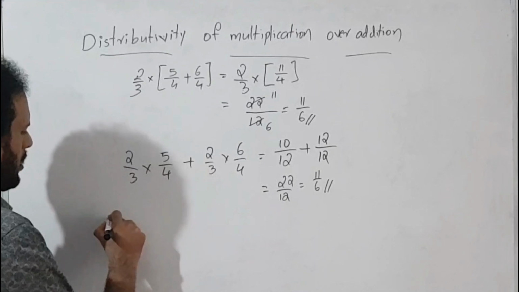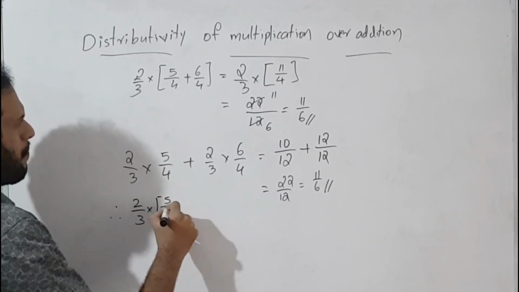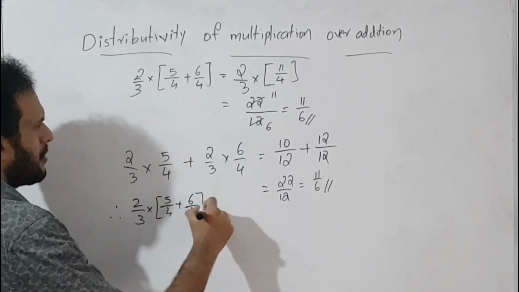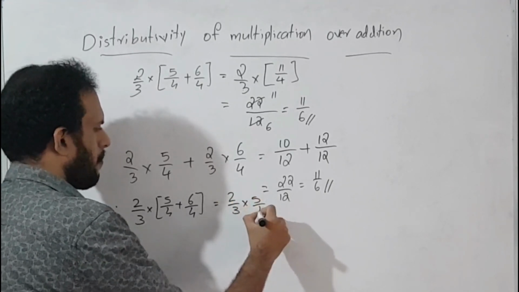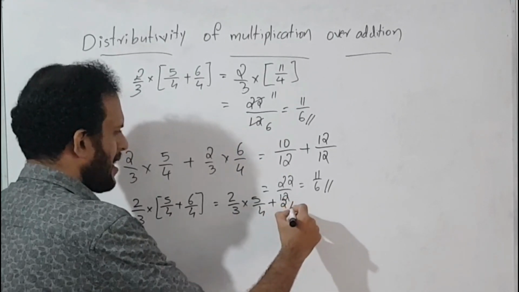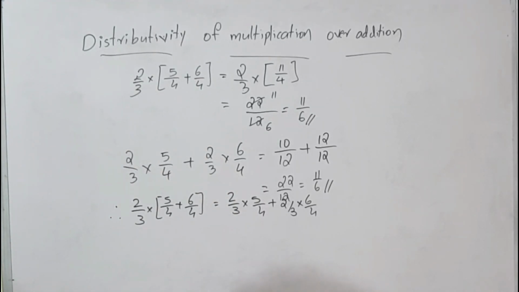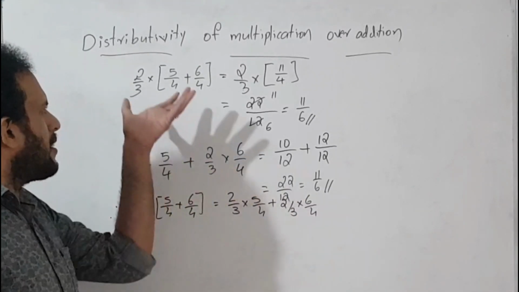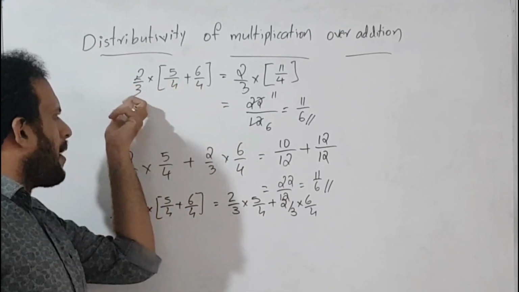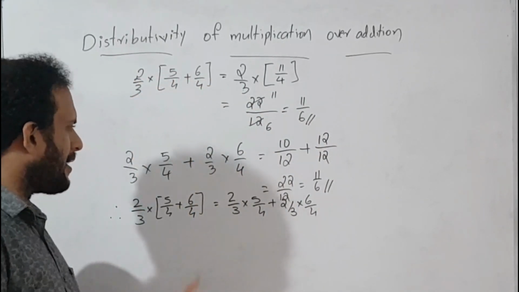We conclude that 2 by 3 into 5 by 4 plus 6 by 4 is equal to 2 by 3 into 5 by 4 plus 2 by 3 into 6 by 4. We distribute 2 by 3 to the numbers inside the bracket. If we first add and then multiply, we get the answer; if we distribute the number inside the bracket, we also get the same answer.